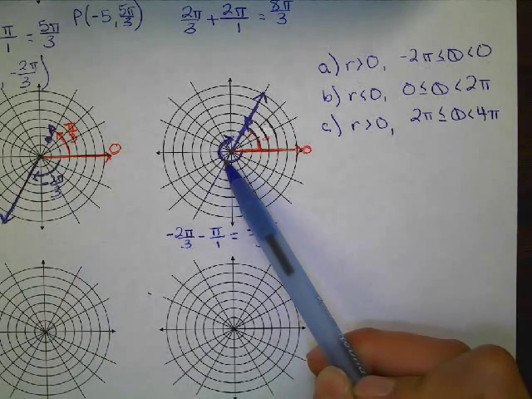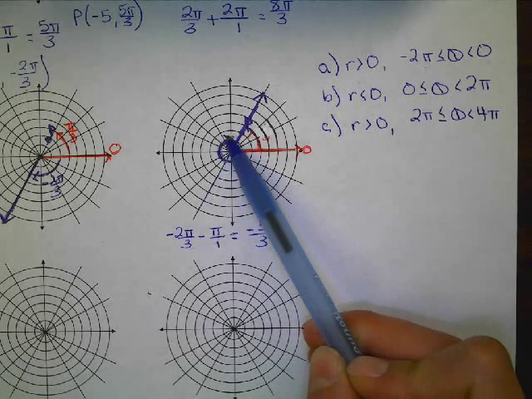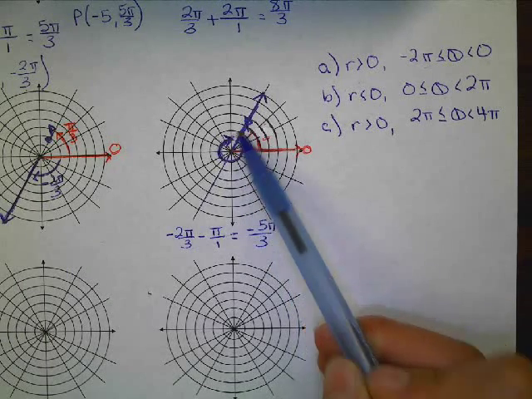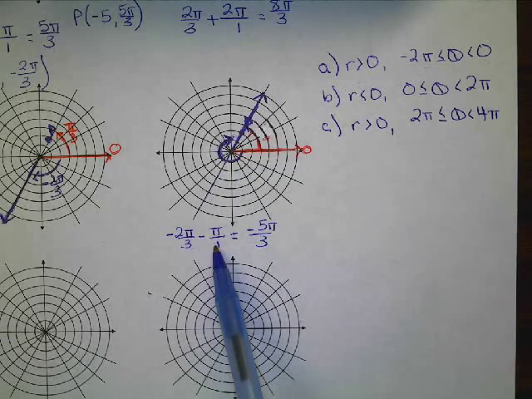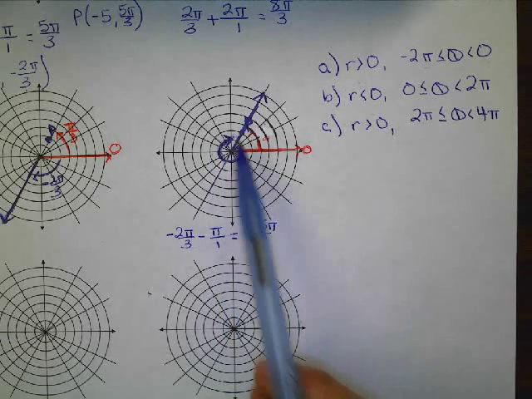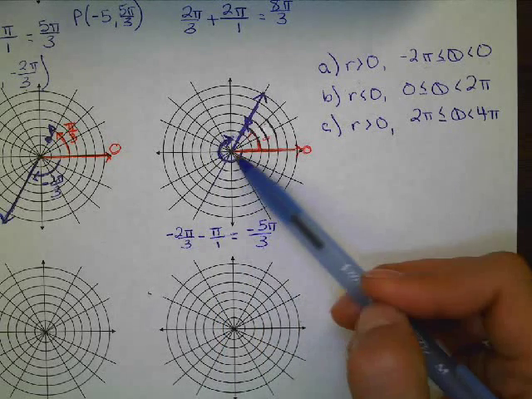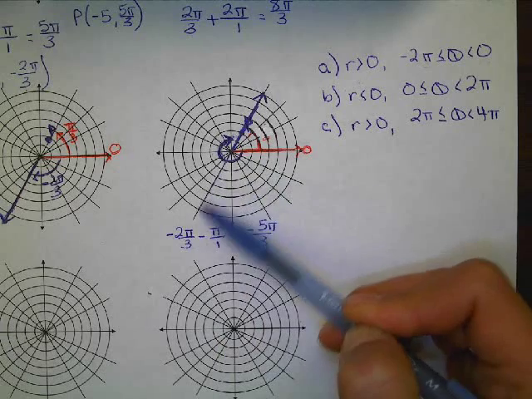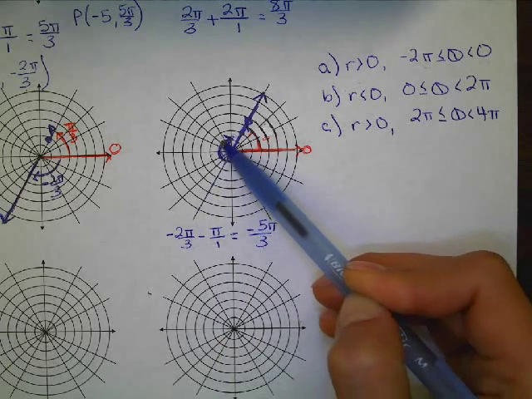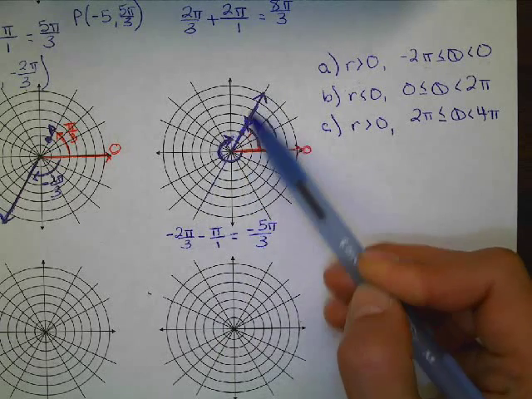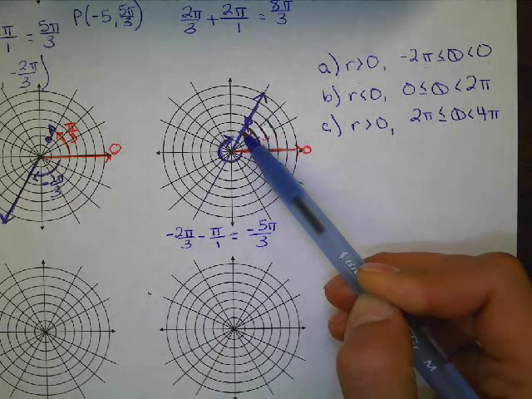So if this is negative 2 pi over 3, I had to have an extra half a circle to get there, so I subtracted another pi. So all the way around here is negative 5 pi over 3. Again, the reason I subtracted that pi is because this is where my line originally is, and I had to go an extra half a circle to get over here so that my radius could be positive.